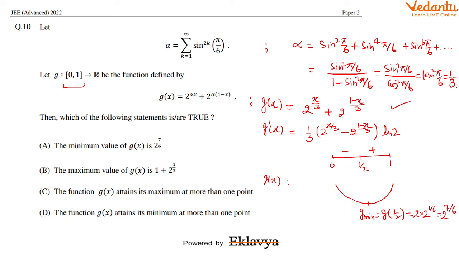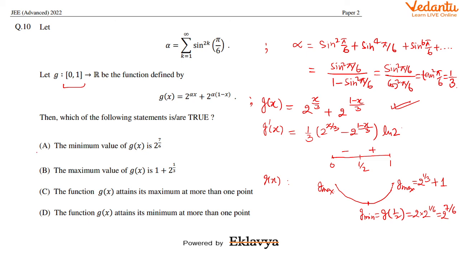What about the maximum? The topmost point you can see on the graph is either at 0 or at 1. So at the topmost point, the value of g is maximum. For g max, put x equal to 1 in g(x), you will see 2 raised to the power 0 or 1. Putting x equal to 1, 2 raised to the power 1 by 3 plus 2 raised to the power 0, that is 1. So 1 plus 2 raised to the power 1 by 3.